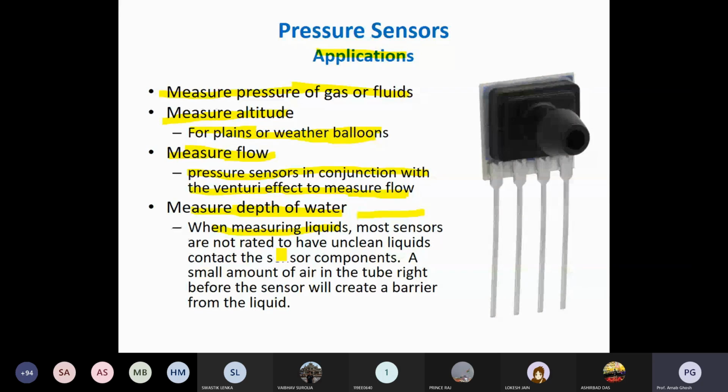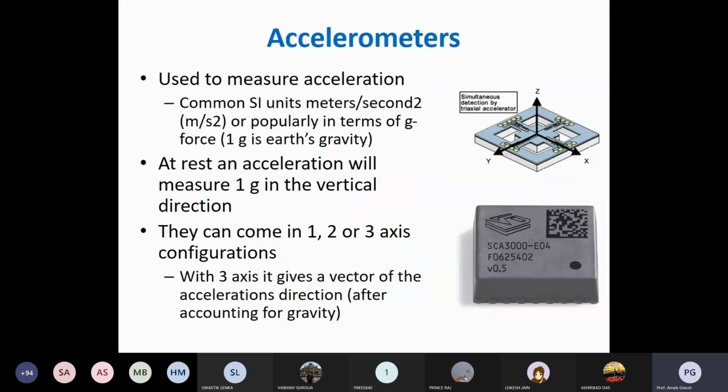There is a small amount of air in the tube, because the sensor creates a barrier from the liquid. Next, the accelerometer, meaning how much acceleration is required. You can see the diagram. It is used to measure accelerations. The common SI unit is meter per second squared. G force means gravitational force, the rate of acceleration when one g acts in the vertical direction. A three-axis configuration gives the vector of that acceleration in the directions.